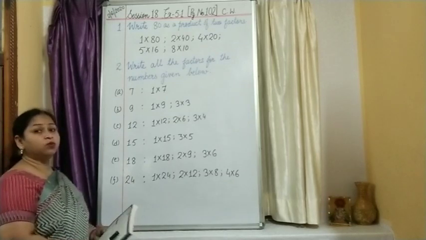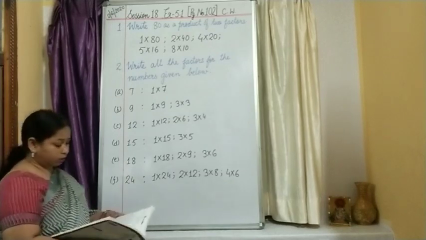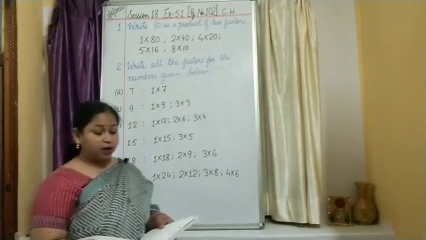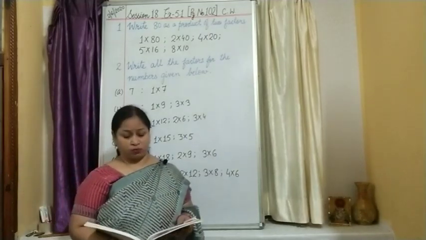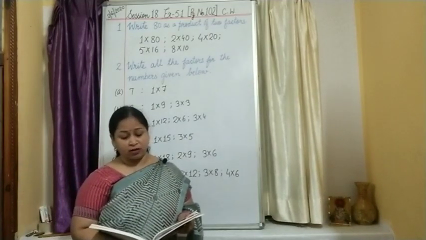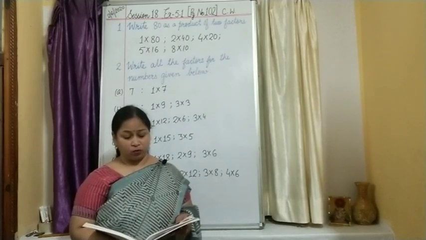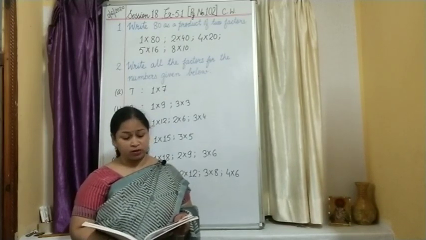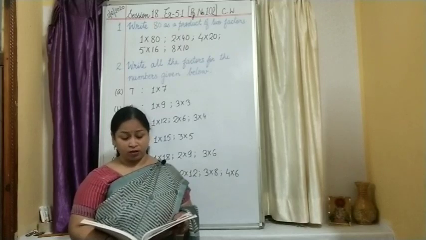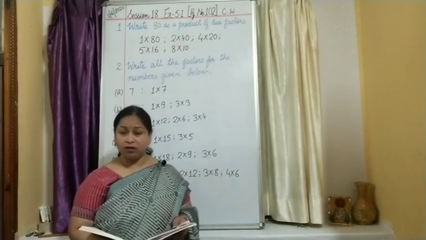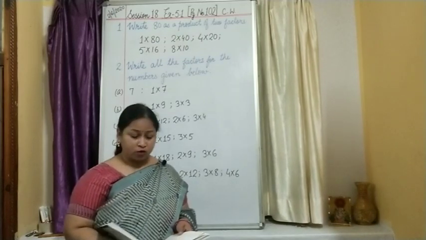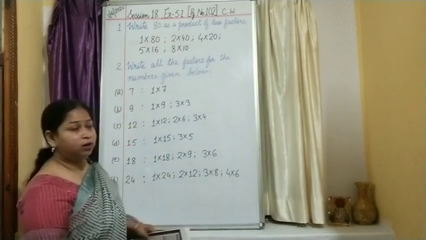Okay, let us move to question number 2. Question number 2 says, write all the factors for the number given below. What are the numbers given in the question? 7, 12, 18, 9, 15, 24. So I have already worked out for you all.